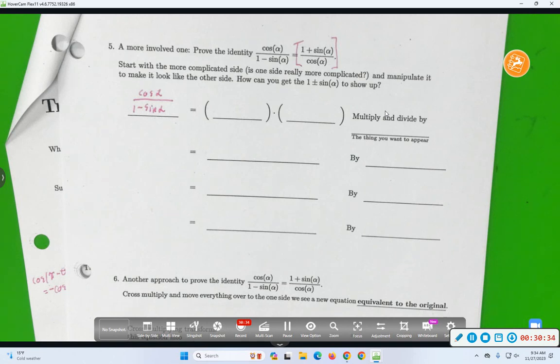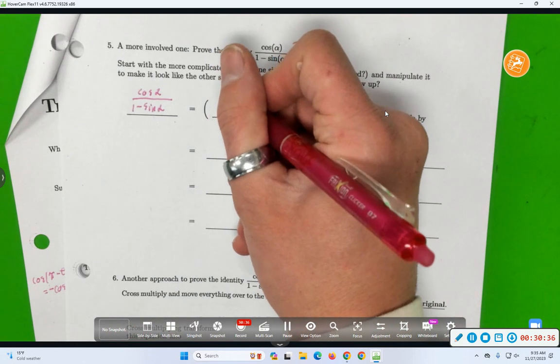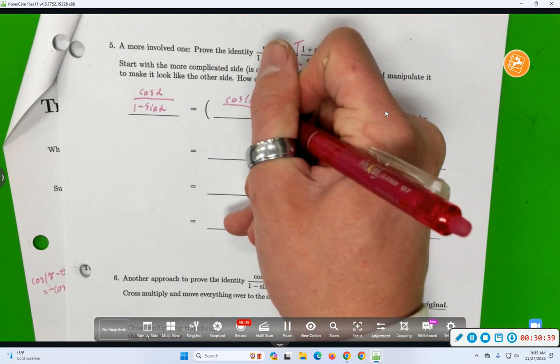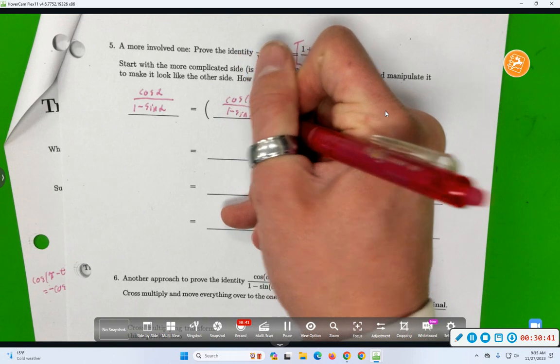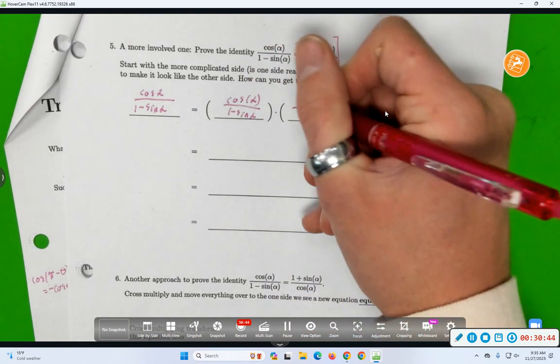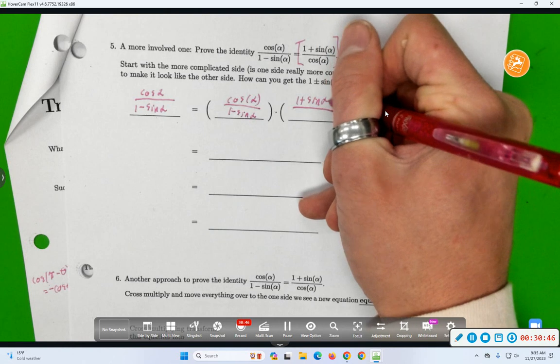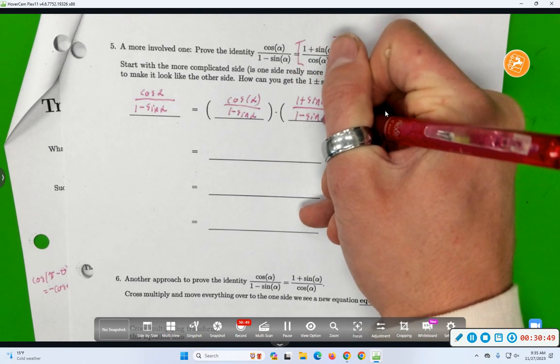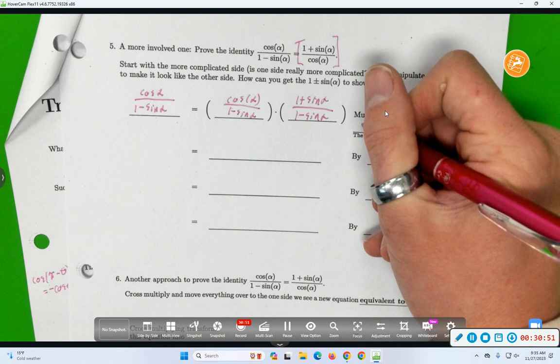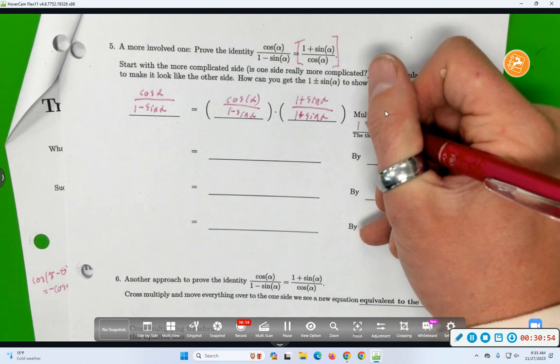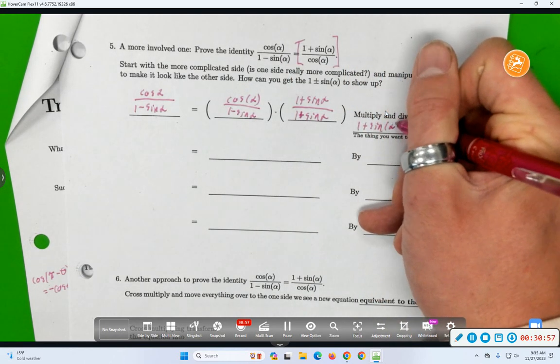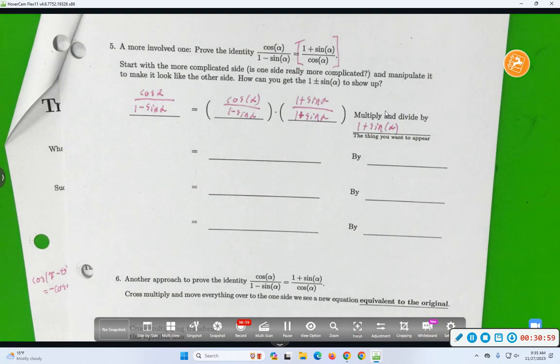So let's do that. This is exactly the same thing as cosine of alpha divided by 1 minus sine alpha, multiplied by 1 plus sine alpha over 1 plus sine alpha, by multiplying and dividing by 1 plus sine of alpha. That's the stuff that's always correct, right? You can always multiply and divide by the same thing, as long as you're not multiplying and dividing by 0. So this should be okay.